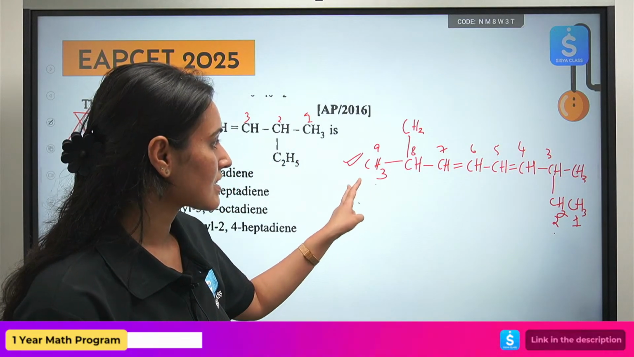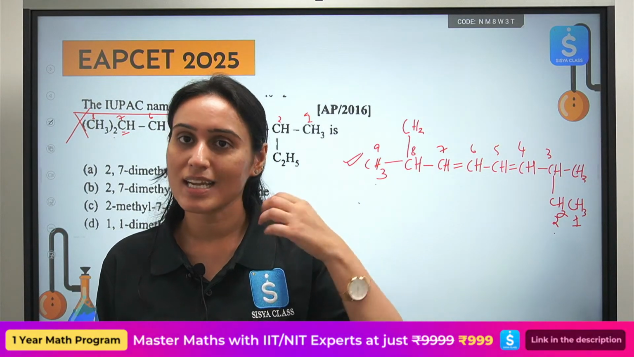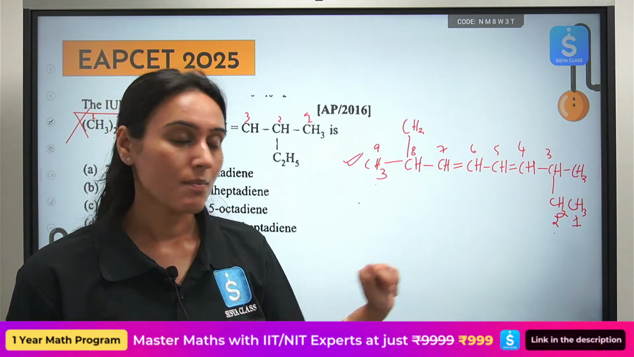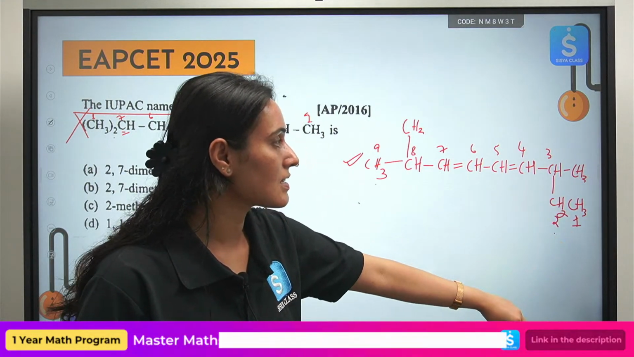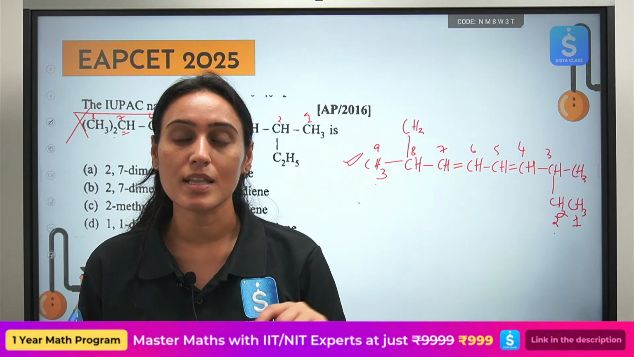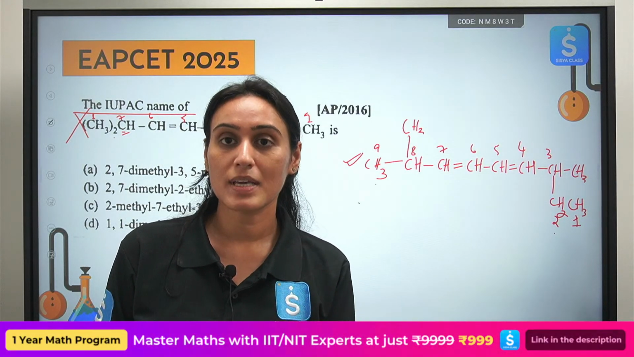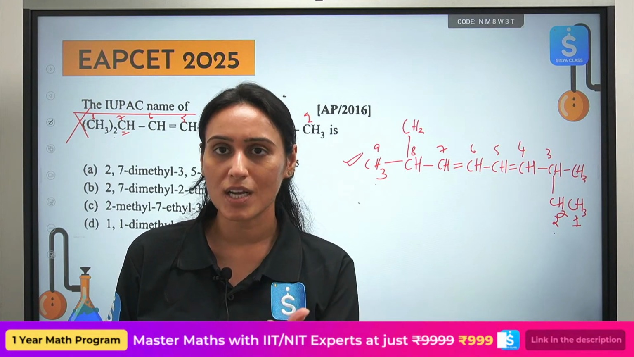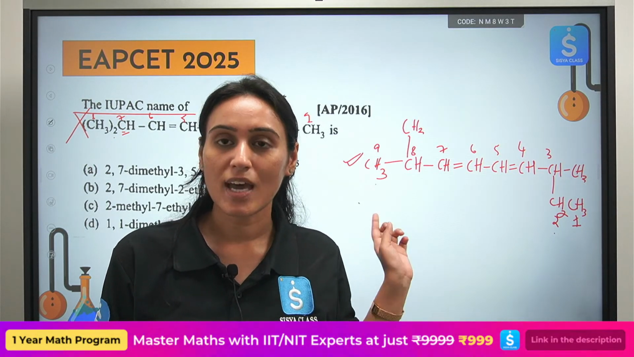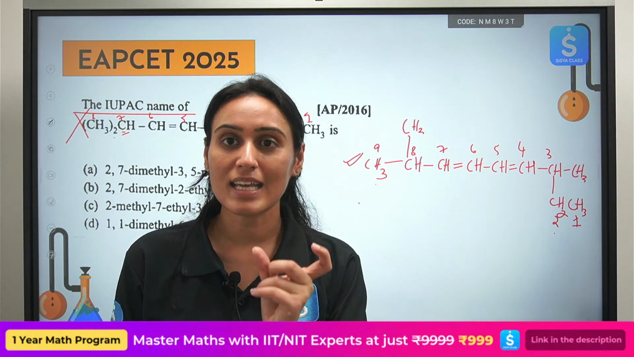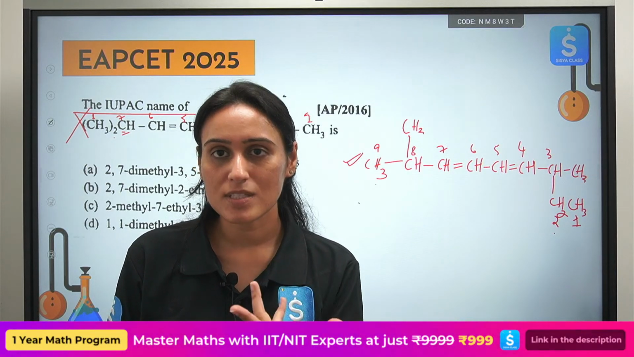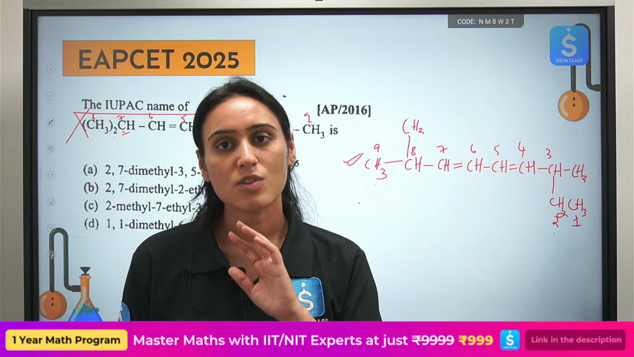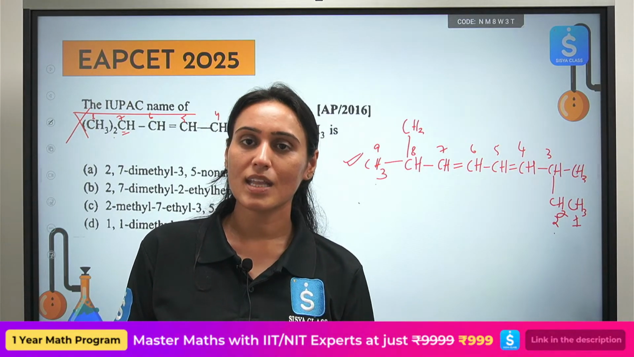Okay, so if I start the numbering from the left hand side, you can clearly see my multiple bond comes at 3rd position. But if I start the numbering from the right hand side, my multiple bond comes at 4th position. So which one would be correct? I have to give them the lowest possible number, lowest locant numbering we have to do. So I have to select the green chain. I have to select the numbering which I have done from the left hand side, not the right hand side. And based on that, we will write the name.